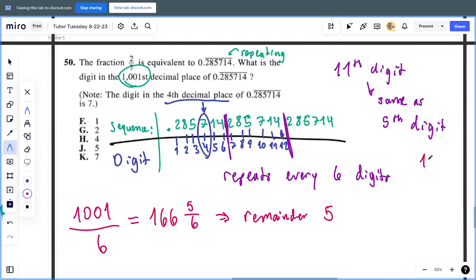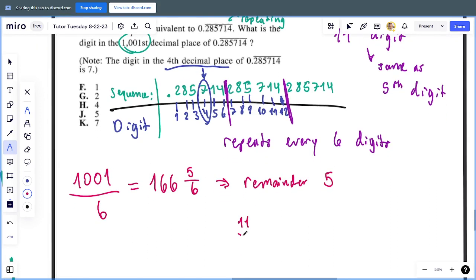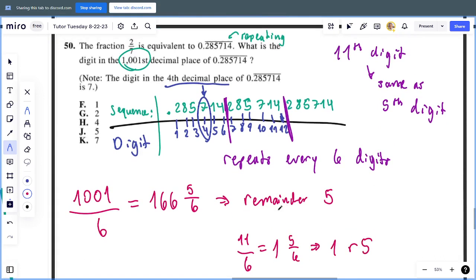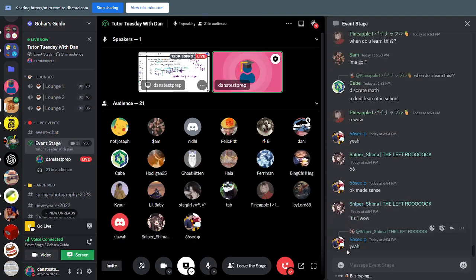Just like if we did 11 over 6, you can start with a very simple example and just compare that you're doing this right. 11 over 6 is equal to 1 remainder, or 1 and 5/6. That's 1 remainder 5. So similar to this case right here, we have a remainder of 5. And that means we're going to be looking at the 5th place. Let me label that right there. 5th decimal place, which would mean that you are at a value of 1 in your sequence. It'd be this 1 right here. That's going to be answer choice F.